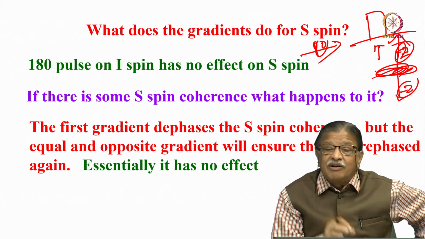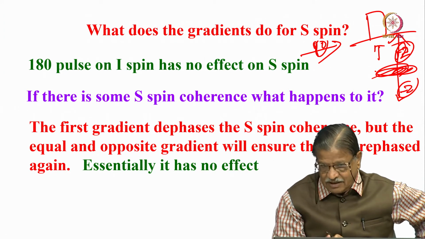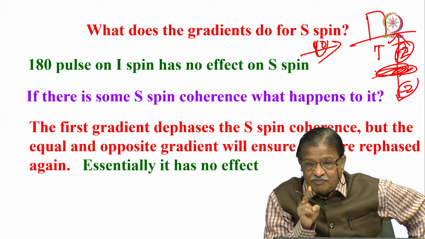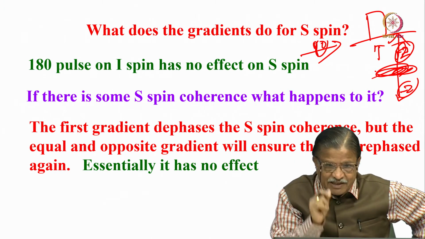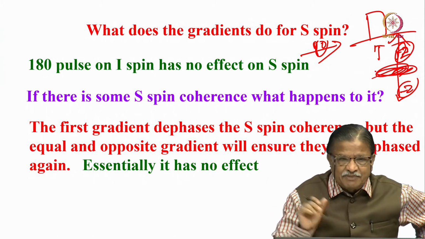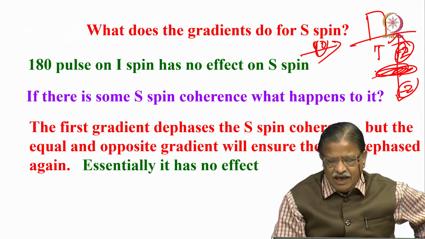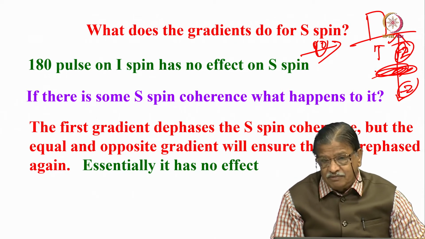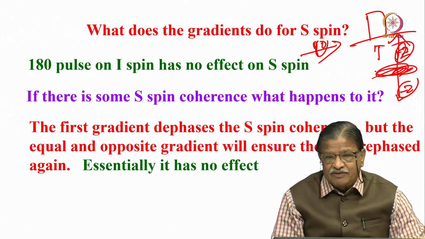But S spin, whatever coherent order may be present, does not matter. The reason is, we are still not applying the pulse on S spin. We are applying only on I spin. That will not disturb S spin at all. There is no effect on the S spin. Okay. But nevertheless, the gradient is applied to both, even though I do not apply the pulse on S spin.